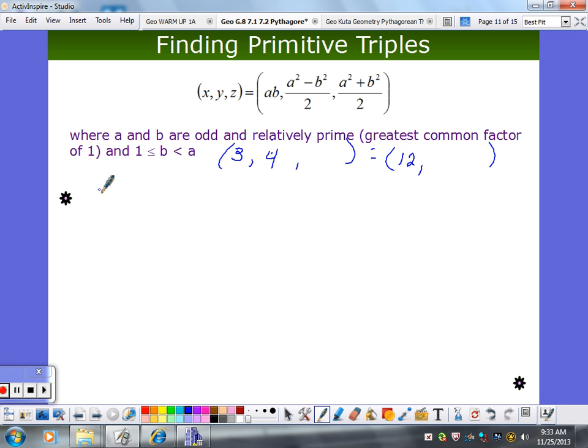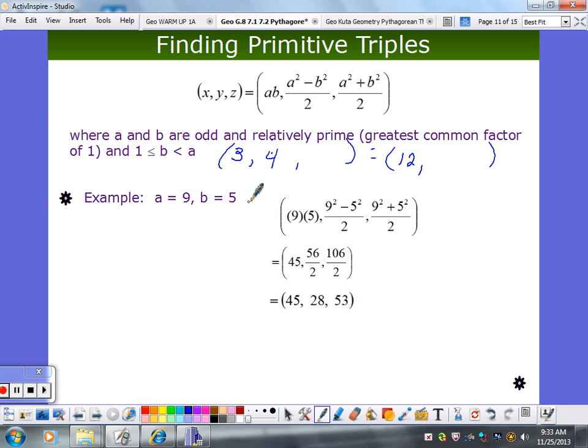All right. Let me give you the example I have here. 9 and 5. So here's how it works. So you take 9 and 5. So that's 45. 9 squared minus 5 squared over 2. That's 56 over 2. 9 squared plus 5 squared over 2. You get 45, 28, 53. And this is a primitive triple. So you can actually create them just out of thin air.